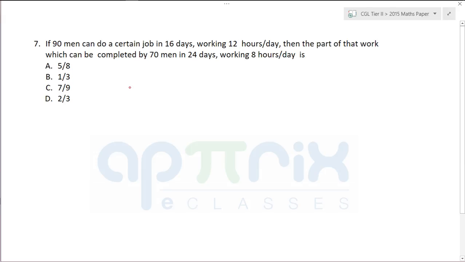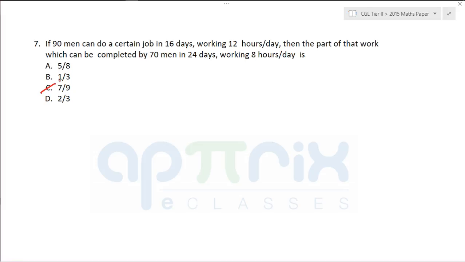Question number 7. Read it out. If 90 men can do a certain job in 16 days working 12 hours per day, then the part of the work which can be completed by 70 men in 24 days working 8 hours per day is... and wonderful, I can easily mark C when I finish reading the question. Okay, right? How did I get C?